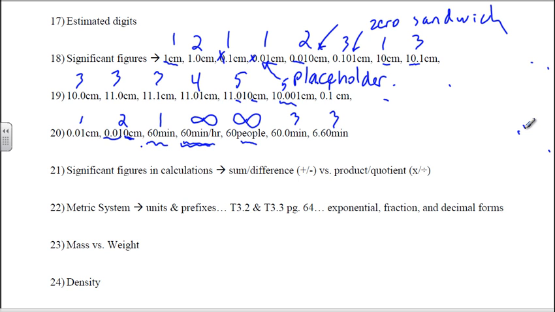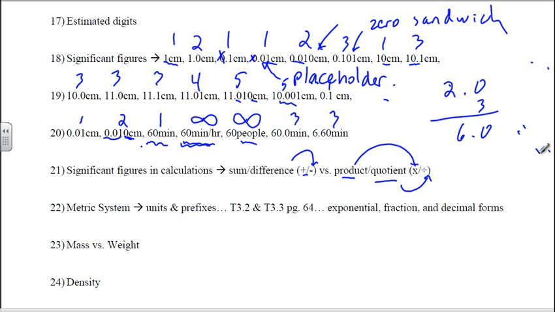So number 21, significant figures and calculations. Make sure you know what these terms mean because they're used in the questions sometimes. Sum means add or plus. Difference means subtract. Okay. Product means multiply. Quotient means divide. And we've worked with significant figures. So a simple calculation. Let's say it's 2.0 times 3. And your calculator would say 6.0 more than likely.